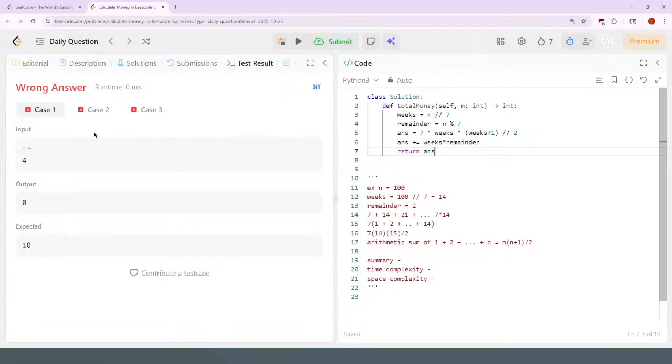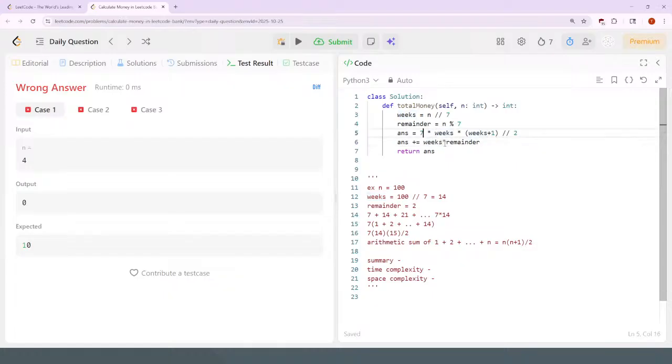I think I'm off by 1 probably. Am I off by 1? I'm not really off by 1. Off by a lot. Oh, what did I do wrong here? So n is 4. Weeks should be 0. Remainder should be 4. Should be weeks plus 1 maybe. Weeks plus 1. The first week is, yeah, I think it's all off by 1.